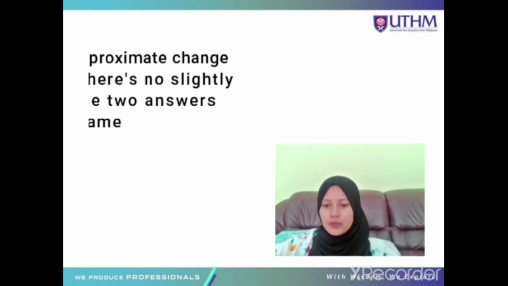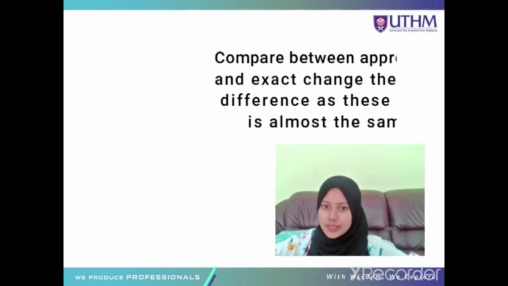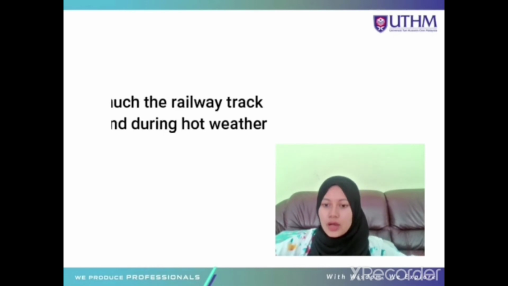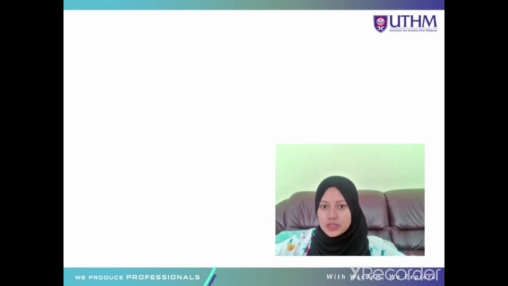If we compare the approximate change and exact change, there is no significant difference, as these two answers are almost the same. We calculate the approximate change and exact change to know how much the railway track can expand during hot weather. The expansion joint gaps are the gaps which are deliberately left between the rails to allow for the expansion of the rails when the weather changes to hot weather.